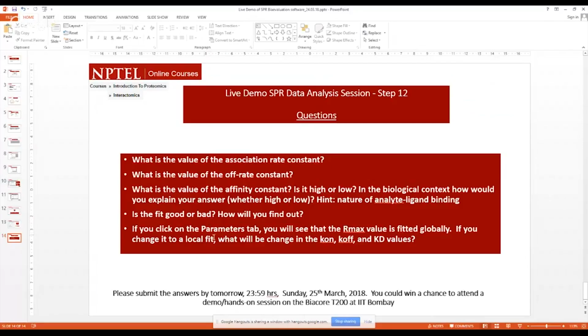And if you click on the parameters tab, you will see that the Rmax value is fitted globally. So if you change it to a local fit, what will be the change in all these values?